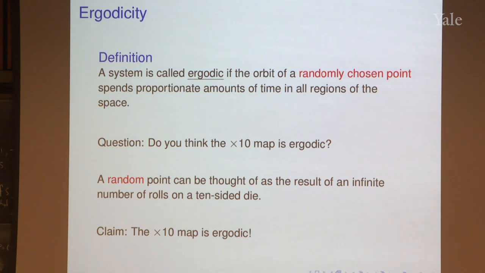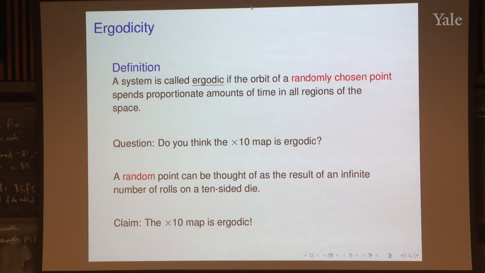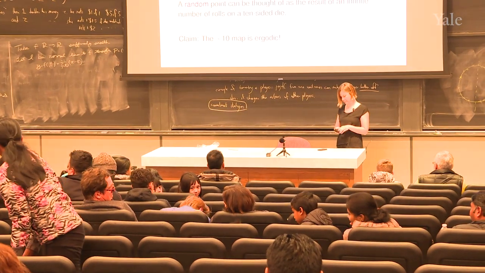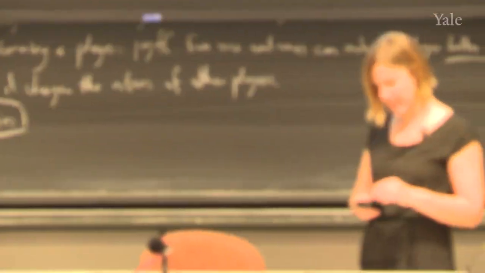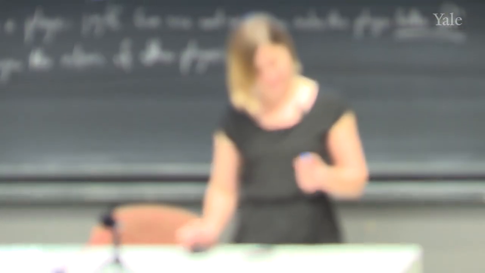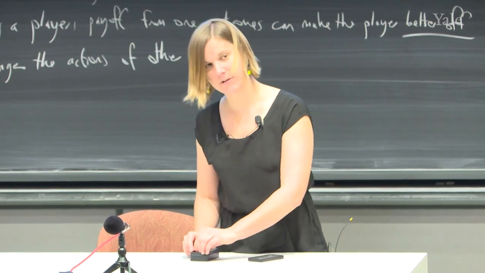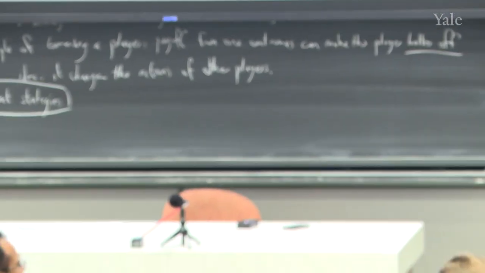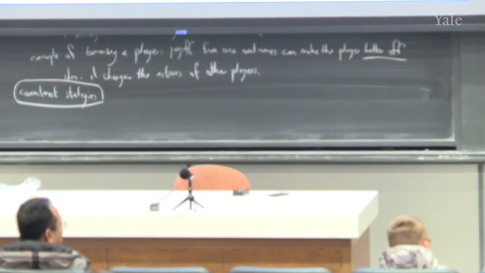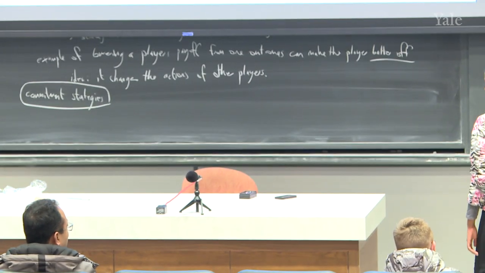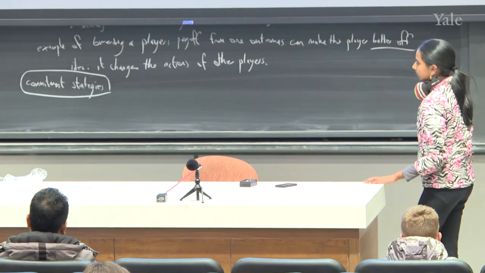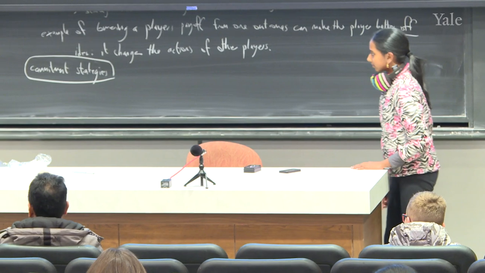Can I have a volunteer? You don't have to do anything. Very exciting. Here. Let me get some. So I actually have 10-sided dice. So let's construct a random number here. So what I'm going to ask you to do is just roll that for me over and over again and read the digits that come out.